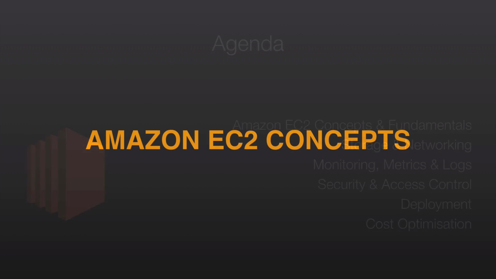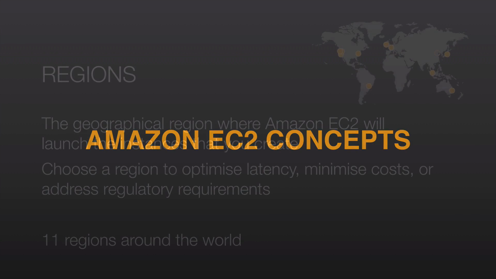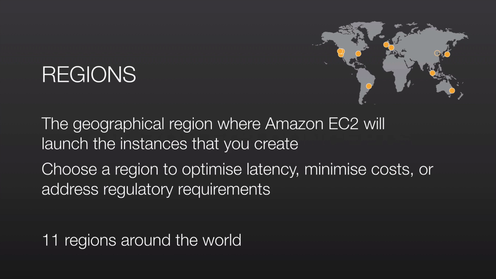So, EC2 concepts. Importantly, EC2 is organized into AWS's regions around the world. These are geographical locations where EC2 will launch the instances that you create. You should choose a region to optimize latency, minimize costs, or address specific regulatory requirements you might have for data placement.